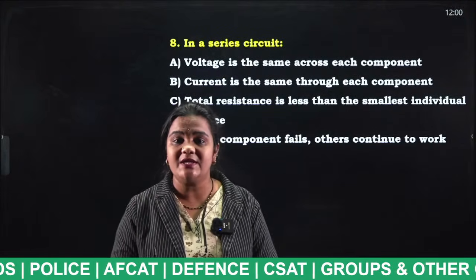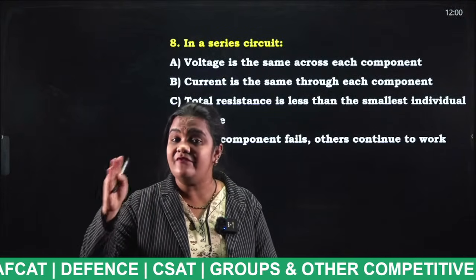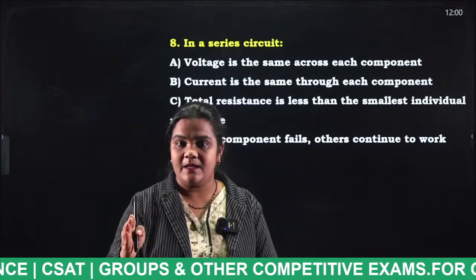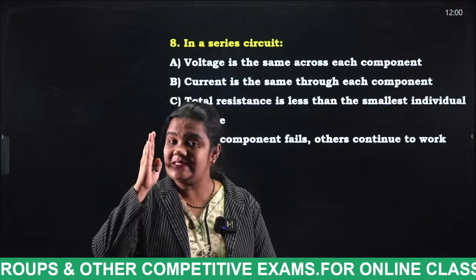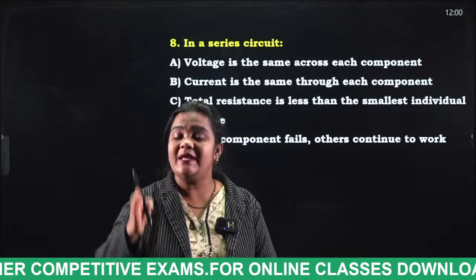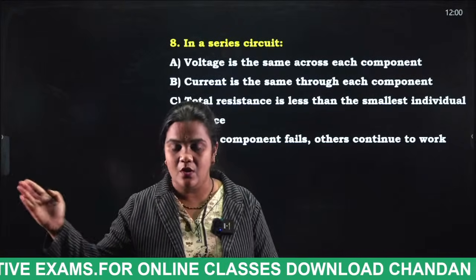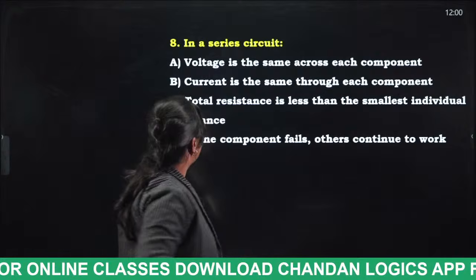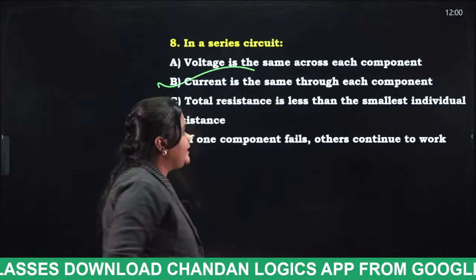If the series is following in different directions also, that is considered as series connection. In series connection, the current at each and every point is the same. If there is a circuit break at one point, there will be a stoppage of current. The current is the same through each component.